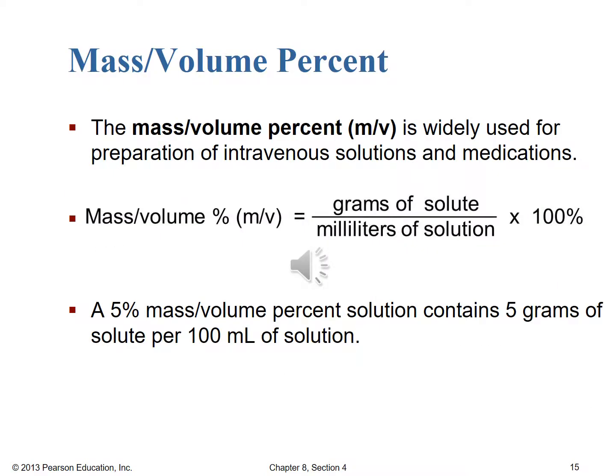So now we can combine the ideas of mass percent and volume percent into a single mass per volume percent. And this is important because it is very common for those of you headed into the health professions in intravenous solutions and medications. So we're looking at the grams of solute divided by the milliliters of solution. And then, of course, if it's a percentage, we need to multiply by 100%. So for instance, a 5% mass per volume solution contains 5 grams of solute per 100 milliliters of solution.